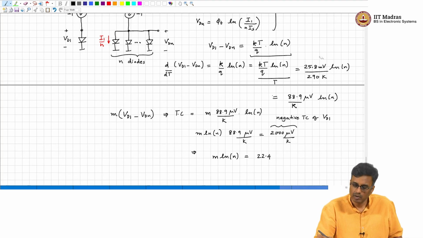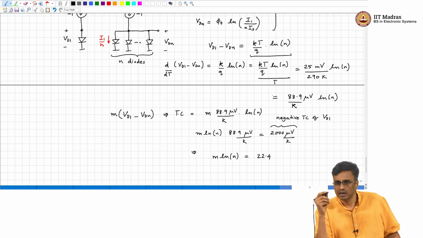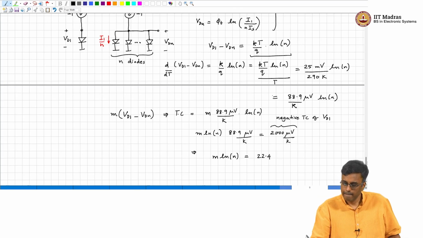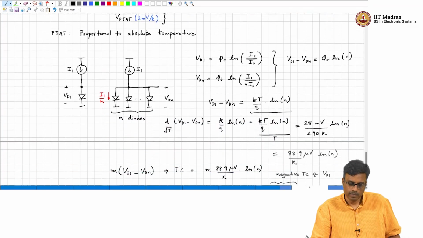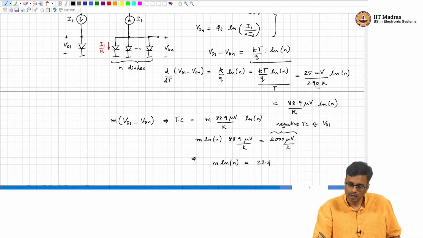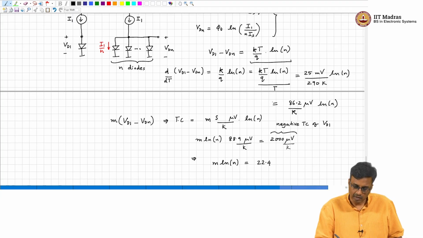Okay, so basically at 290 it is 25 millivolts. It's 25.8 at 300 Kelvin, I think. So this 88.9 is therefore not correct. 25 millivolts by 290 is how much? It is 86.2 microvolts. So, this is also 86.2 microvolts.